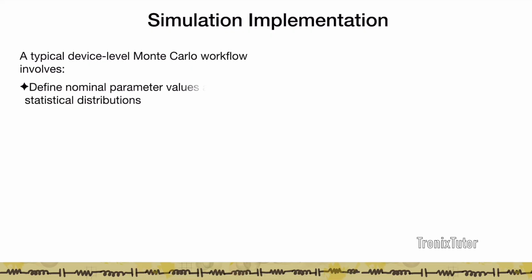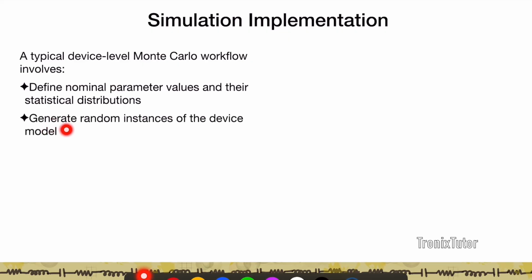A typical flow would look like this. You define the nominal, so what is the target, and you define the distributions for these various parameters that you've assumed around that target. And then using a random number generator, you generate random instances of the device model, right? So you'll assume all these things vary and you'll generate random instances.